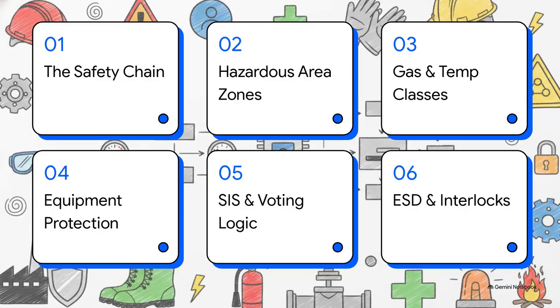All right, so here's our roadmap for the day. We'll be walking through the safety chain, hazardous zones, gas and temperature classifications, and how we actually protect our equipment. Then we'll wrap up with SIS voting logic and emergency shutdowns. We've got a lot of ground to cover, so let's get right to it.